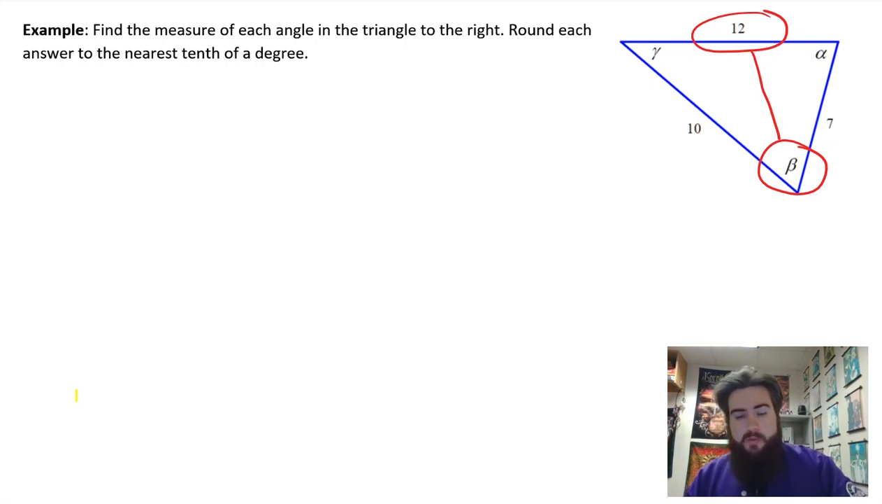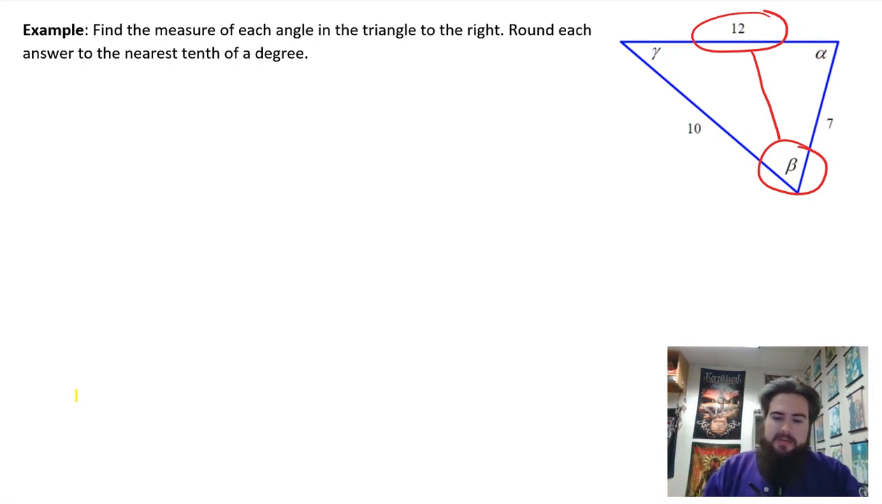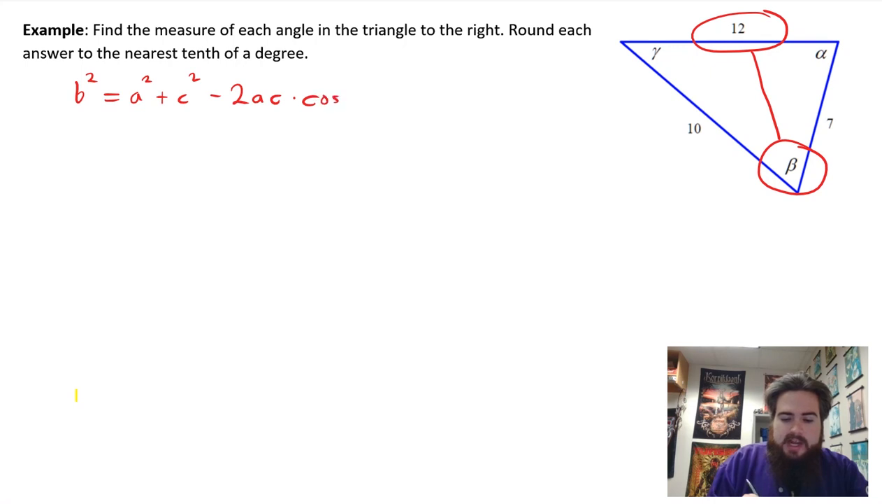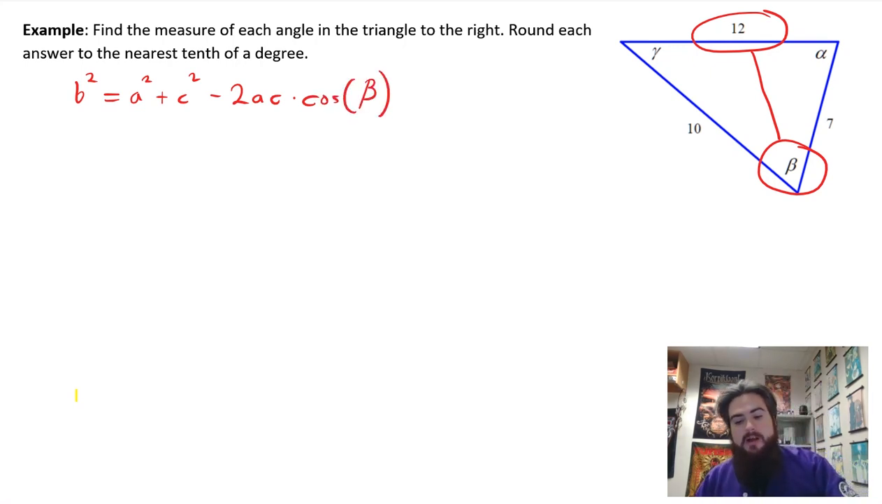To do that, we will use the law of cosines. The law of cosines working with beta, and therefore b, technically is the version of b squared equals a squared plus c squared minus 2ac times cosine of beta. The other ones would involve cosine of alpha or gamma.